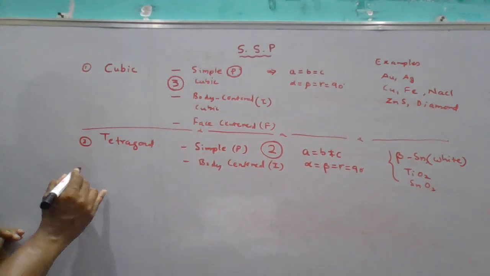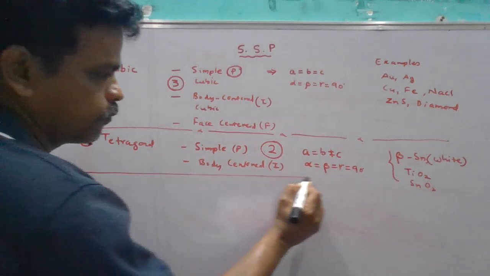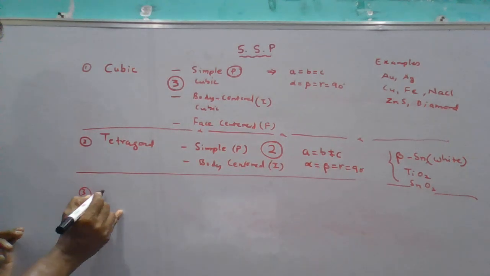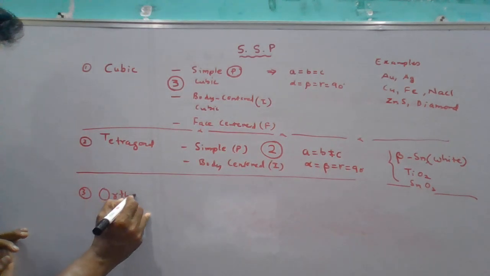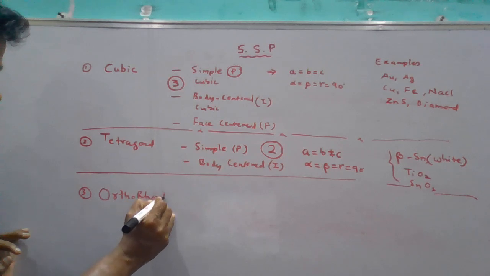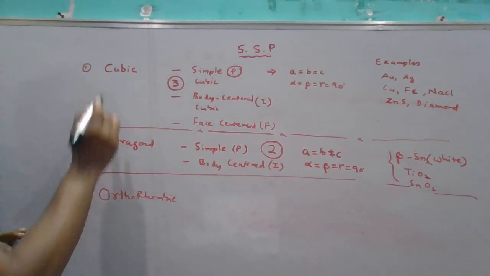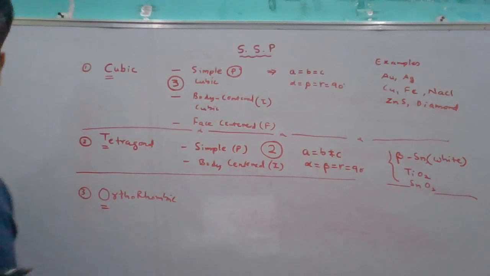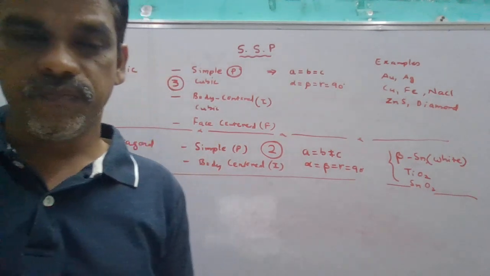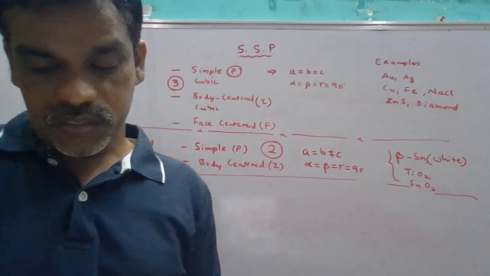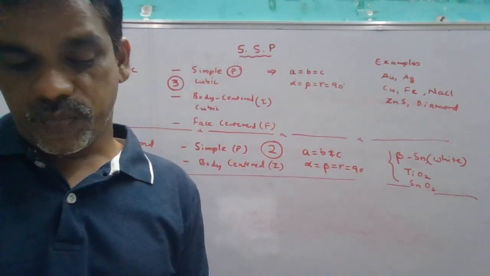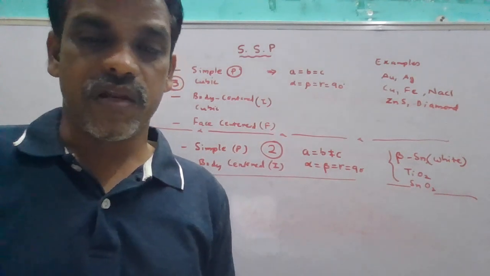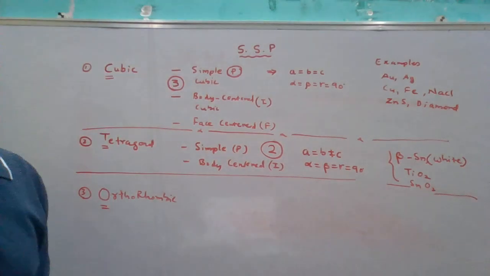Okay, next I want to discuss one more crystal system, that is orthorhombic. This is the third crystal system. For the orthorhombic crystal system, what are the Bravais lattices? How many Bravais lattices are there?